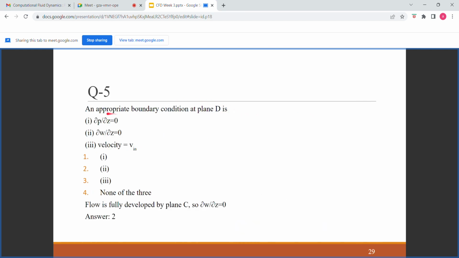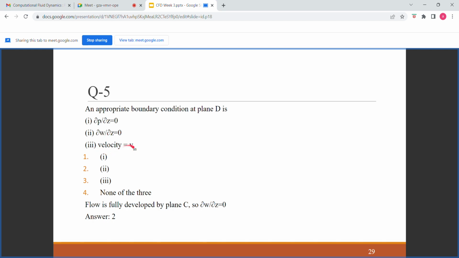So ∂P/∂Z is not equal to 0, whereas velocity would have attained a steady state, the fully developed flow. So it would be the same at plane D. So ∂W/∂Z is equal to 0. That is correct. Flow is fully developed by plane C itself, almost. So at plane D it is the same. ∂W/∂Z is 0. It is not varying with respect to Z or with respect to the length of the duct.